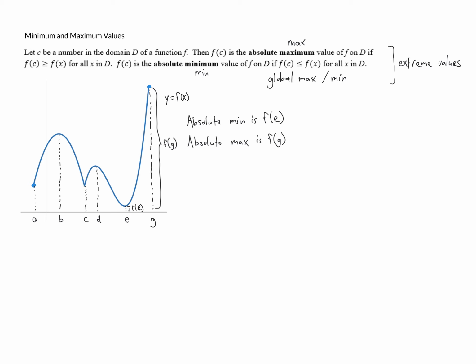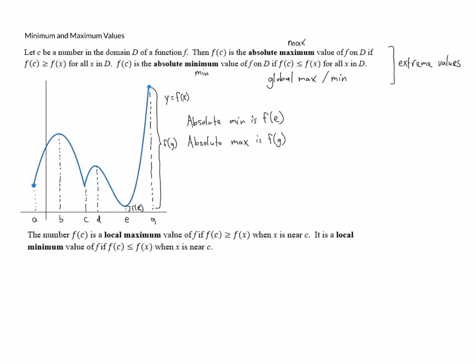And we do have names for these values. We call them local maximum and local minimum values. And here we have our definition of that. The number f of c is called a local maximum value of f if f of c is greater than or equal to f of x when x is near c. So if we're just looking nearby, I know that we don't actually have a maximum at c. This c is not corresponding to this c. This c just means a constant.